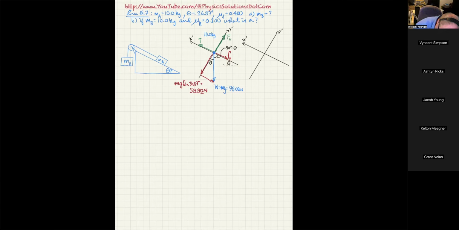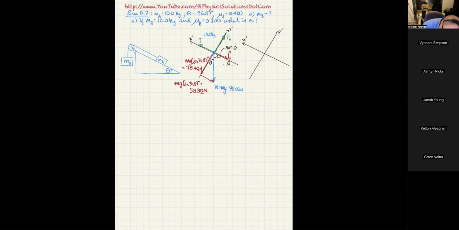This one up here, the y component, is going to be mg cosine 36.87 degrees, which equals 98 times cosine 36.87, and that gives me 78.40 newtons. And again, I'm carrying one extra digit because we only had 3 sig figs with the mg, even though I gave you 4 sig figs with the theta. So now I've got all the components working up there.